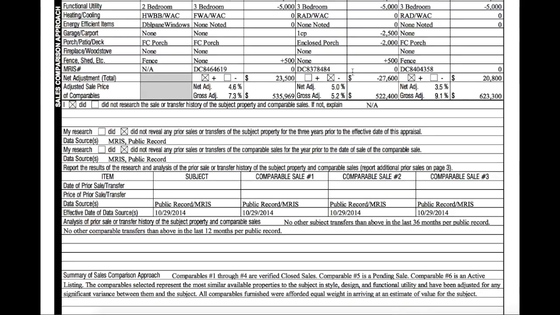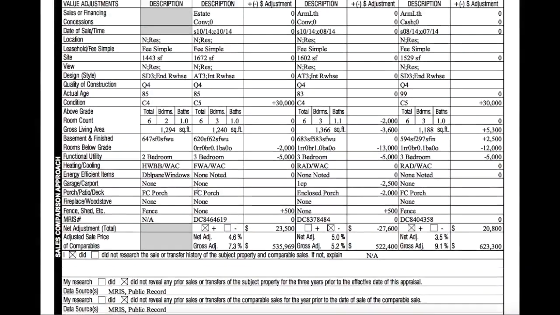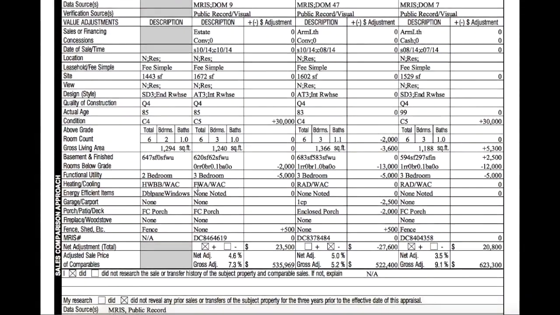You have all of your adjustments here for each of the comps, and then the net price after the adjustments of each of the comps, and then the appraiser will make a determination on the final value. That's really what you need to know on an appraisal. Some other interesting things to look at.